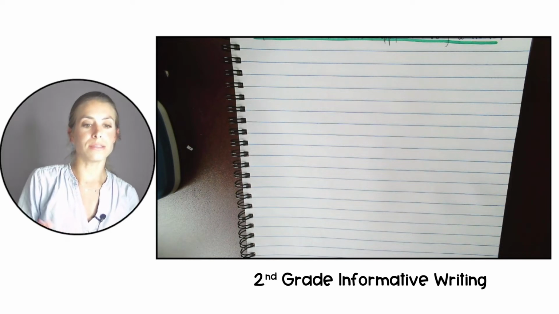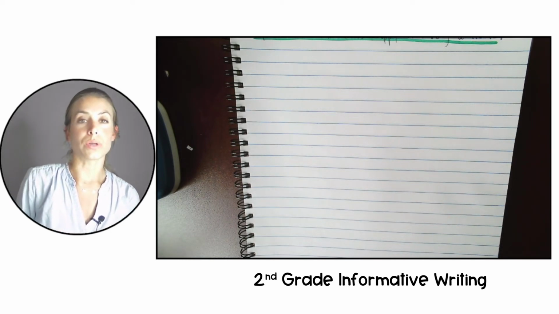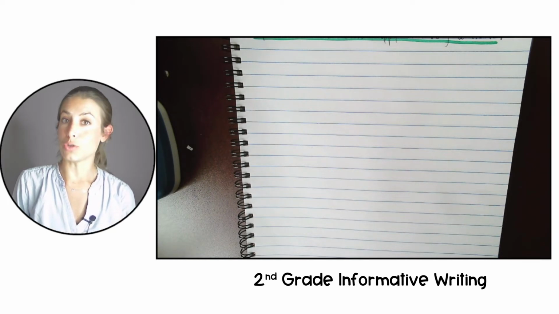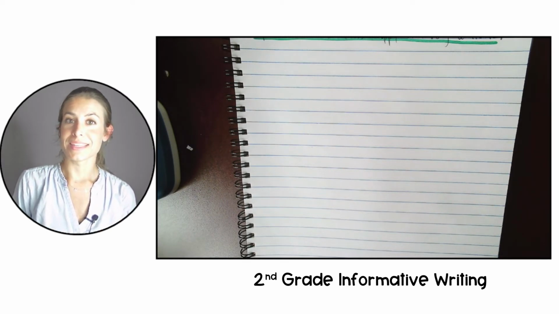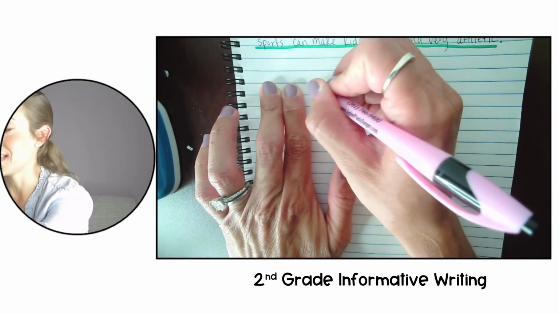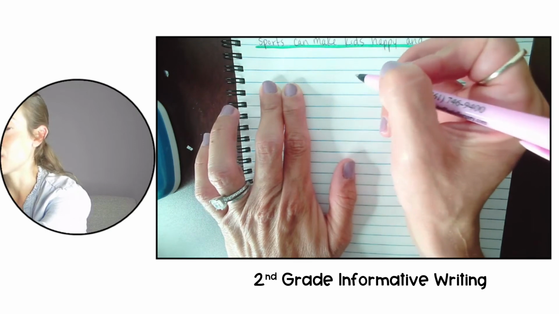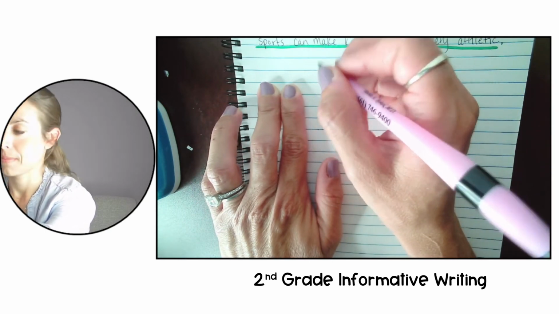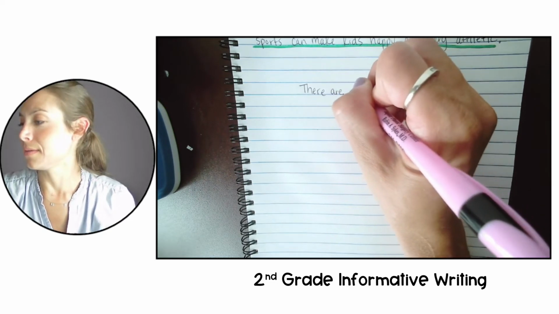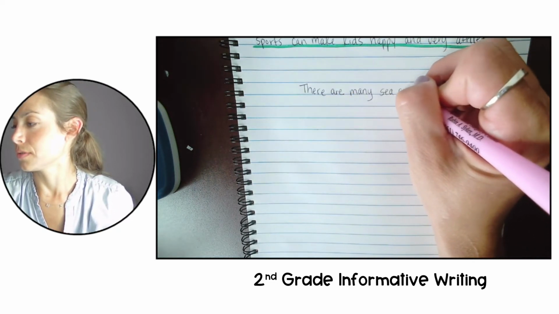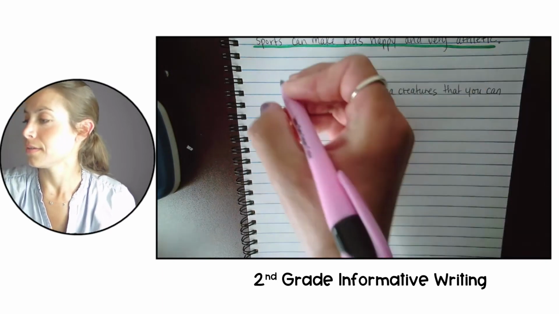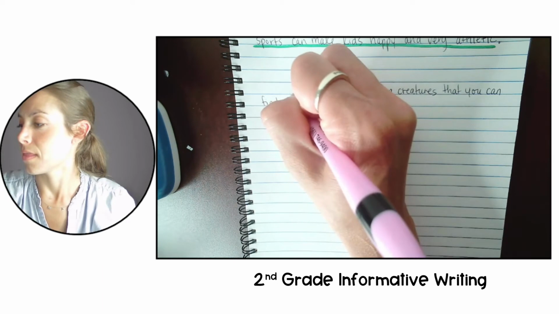So the first thing that we need, what is the first thing that you need for your conclusion paragraph? If you don't know, please look in your notebooks or check the example maybe that you wrote with me. Yes, you need your summary sentence. So your summary sentence, it starts with an indent. What can we say that just summarizes about sea creatures? How about we just state there are many sea creatures that you can find in the ocean.